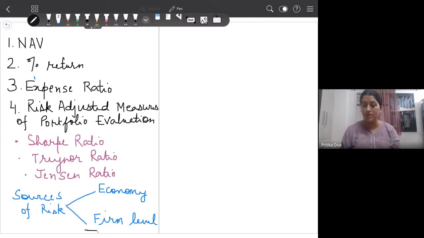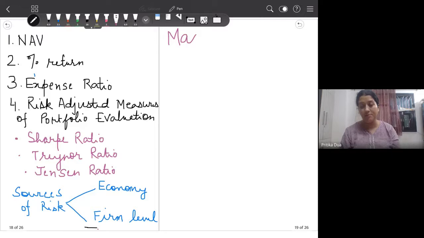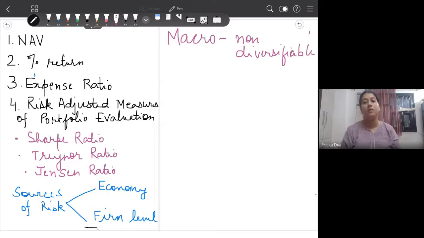So when we categorize risk, we see whether the risk is a macro level risk or a micro level risk, because from the perspective of investment, a macro level risk is something that cannot be diversified. So it is non-diversifiable risk. Irrespective of the investment I am making, irrespective of the firm I am choosing for investment, a non-diversifiable risk will be present in all the securities I pick up.